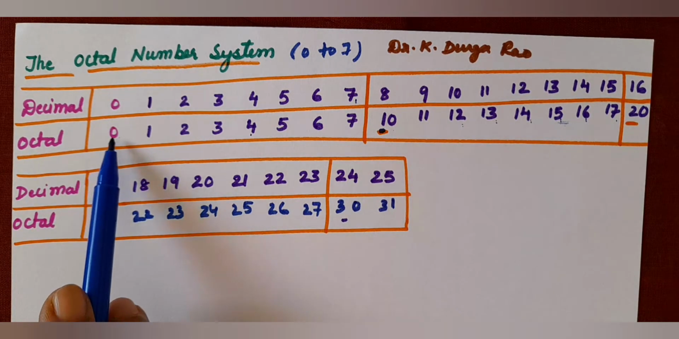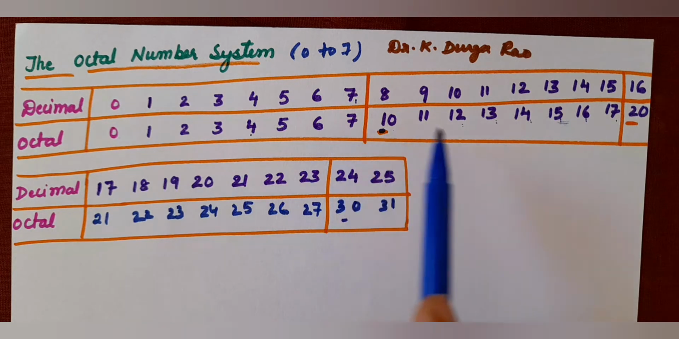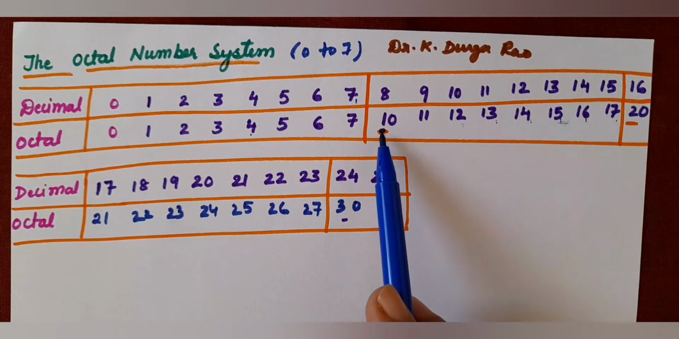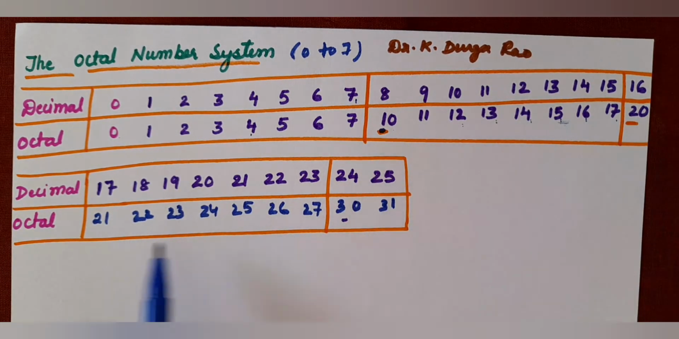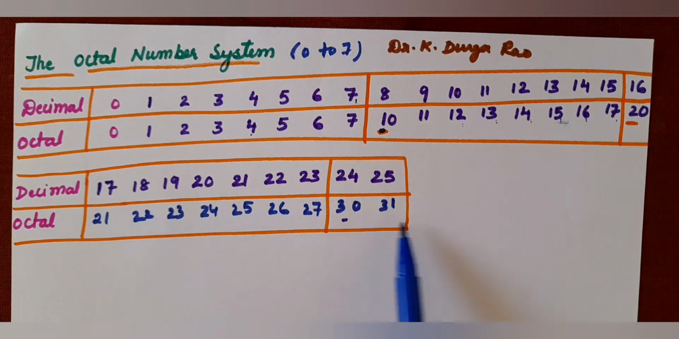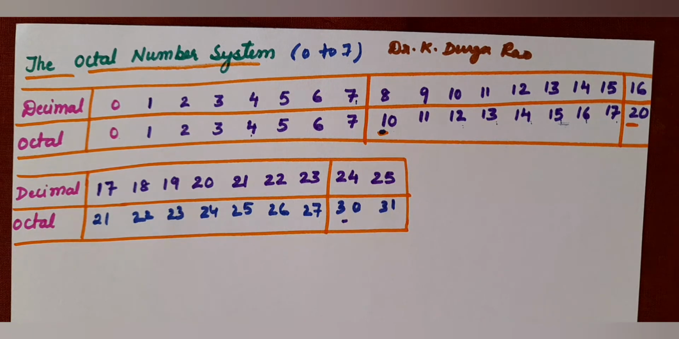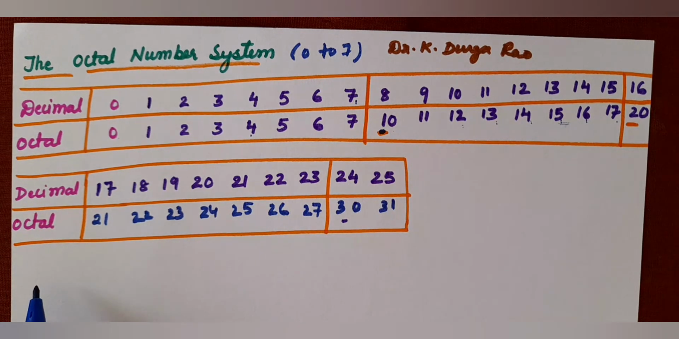So in this way you can easily write decimal into octal. The basic symbols are 0 to 7. After 7, again 0 to 7 with a series 1. Again 0 to 7 with a series 2. Again 0 to 7 with a series 3 and so on. Okay. Let us now see how to do conversion from a decimal number to an octal number.